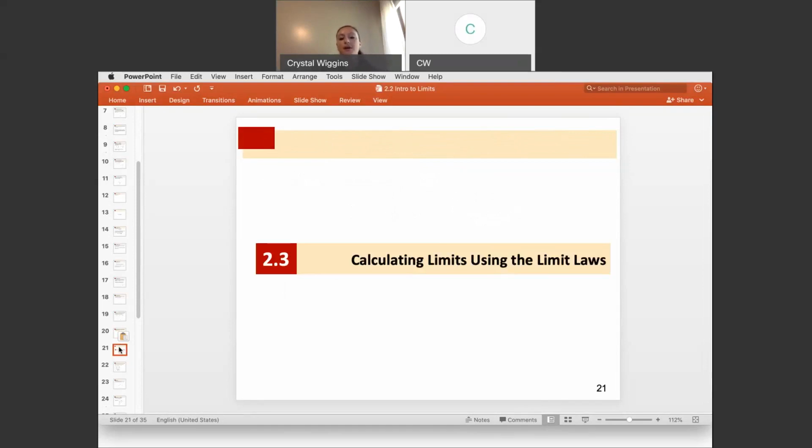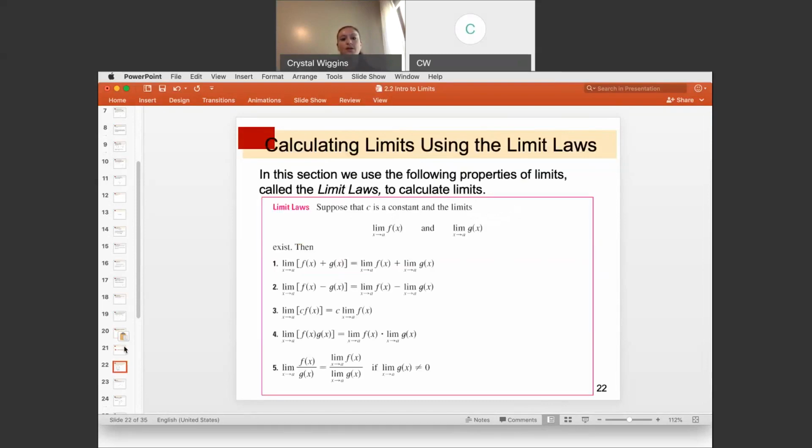And now let's talk about 2.3, which is actually calculating these limits using the limit laws. So here are the limit laws. And you might want to even print this slide. This is in the 2.3 PowerPoint. I've just combined them to make the video easier to use. So we have a function f and a function g. If you are taking the limit of two functions being added together, you can take the limit of each function separately and just add the limits after.